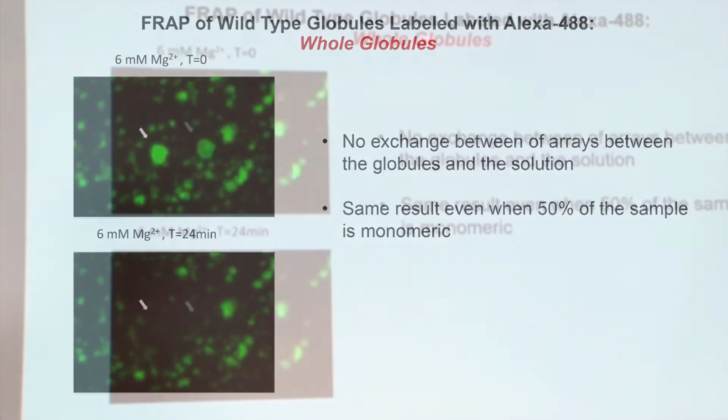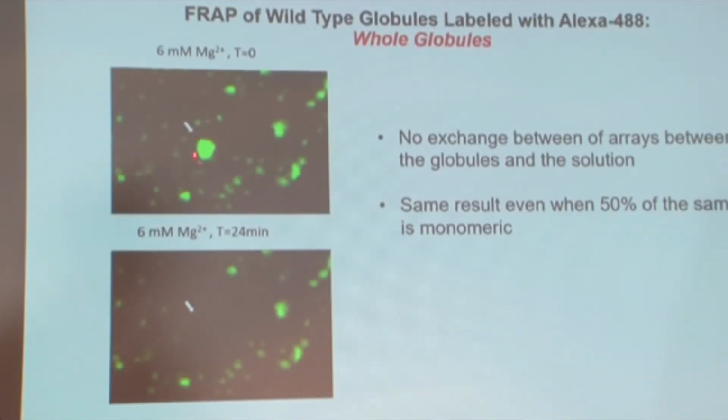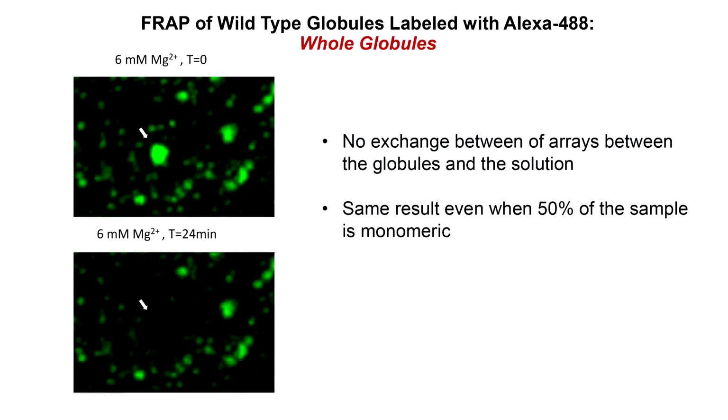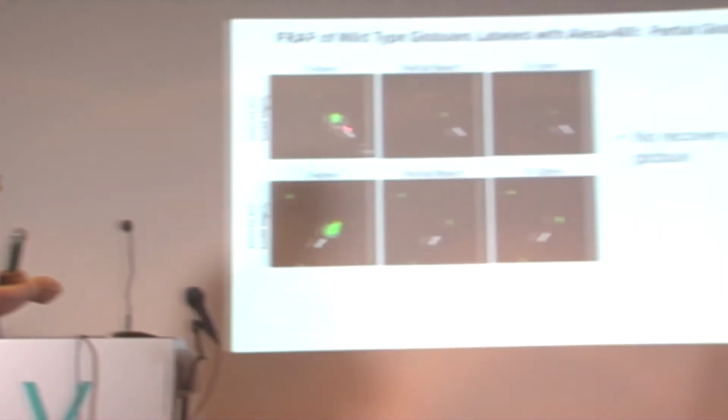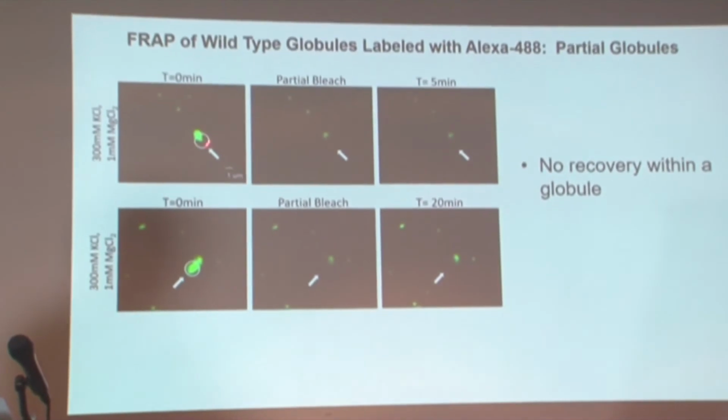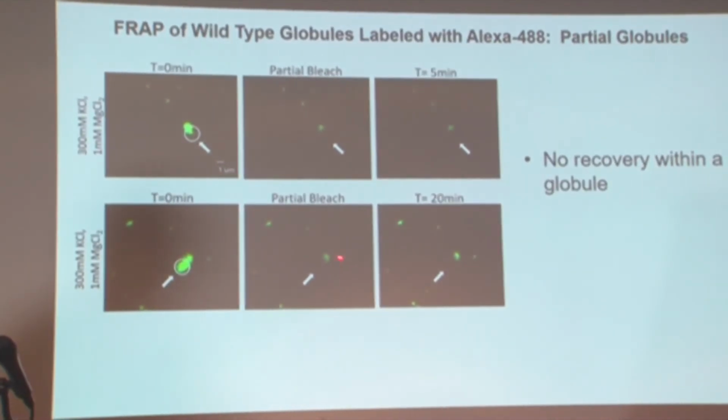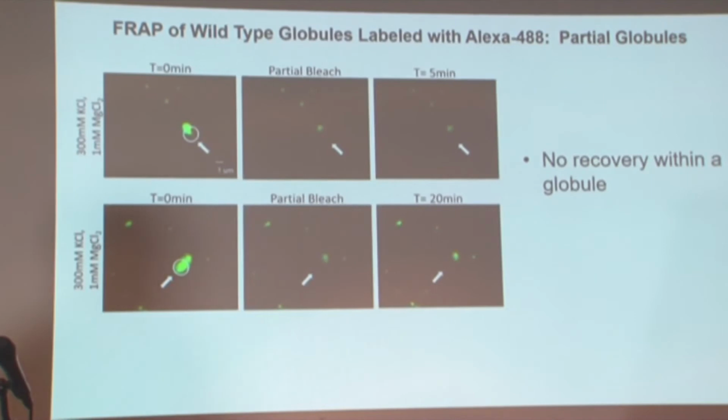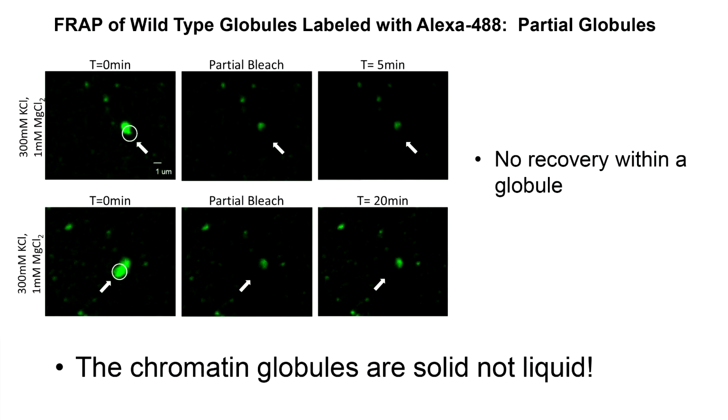Here's the FRAP of the whole globules. Here's the globule, and here is the bleached globule after 24 minutes. There's no exchange between the solution and the globule. It is not behaving as a liquid. And if you partially bleach the globule, you see the same thing. Here's a partial bleach of two different globules, and it doesn't recover. So there's no recovery within a globule. So these chromatin globules are solid. They're not liquid, and that may come as a surprise.